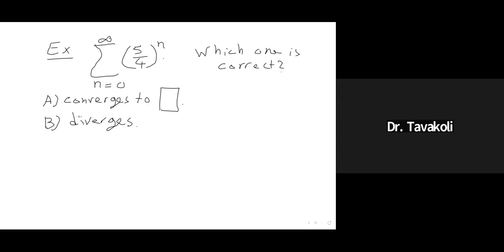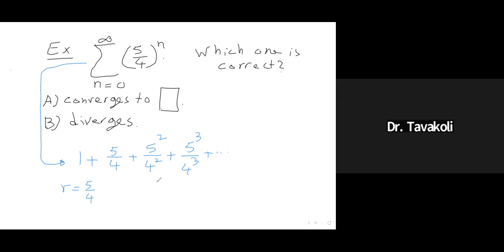Can you see what is the common ratio? Or if you would like, you can expand a little bit for this series. When n is 0, 5/4 to the power of 0 is 1. When n is 1, it is 5/4. When n is 2, it is 25/16, or just 5 squared over 4 squared. When n is 3, 5 cubed over 4 cubed, and so on. Obviously, the common ratio is 5/4.